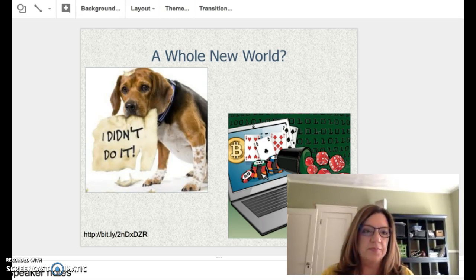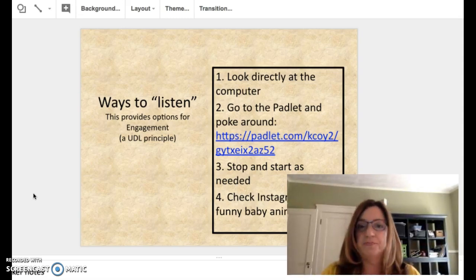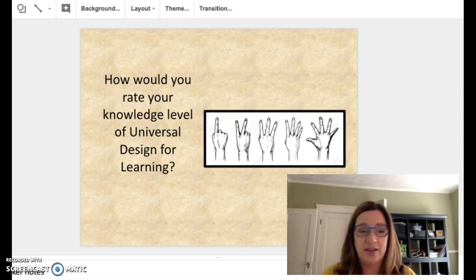So there are a couple of ways that you can participate in this. One is to look at the computer, because you're in the room with everyone else and you can look directly at the computer and see me. You can go to the Padlet and poke around. The link for it is in the classroom, the liberal studies classroom, so I put it in for today. I also put my slide stack in, and I'll put this recording there somewhere too. So you can stop and start it as needed, or if you really feel like it, you can check Instagram for funny baby animal videos, which are also very important and help with anxiety. Might not have known that.